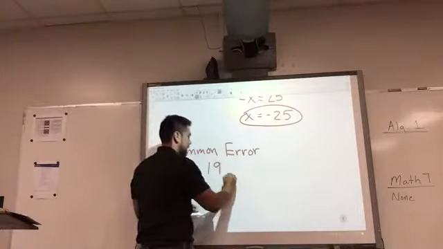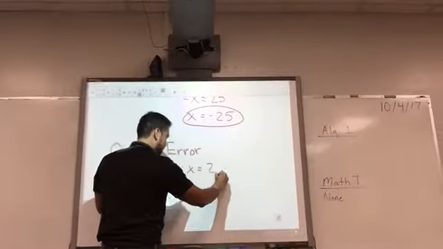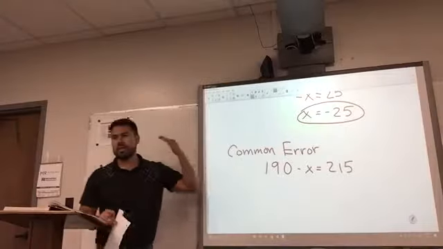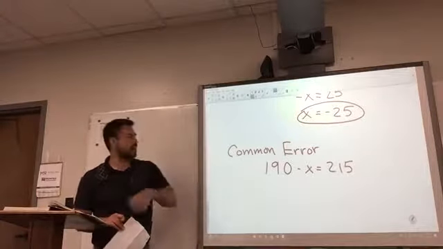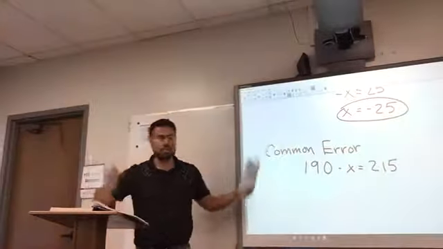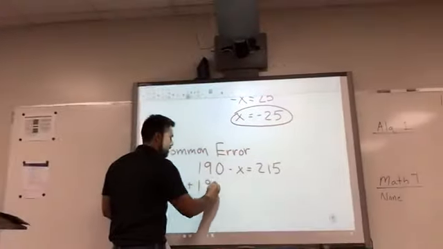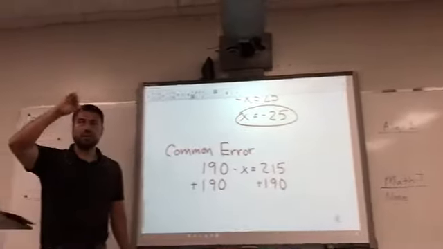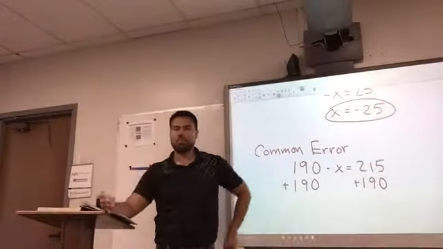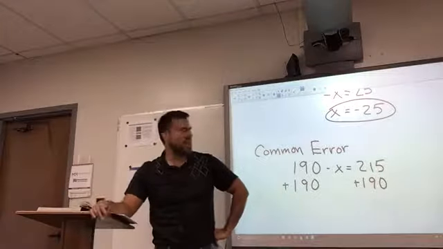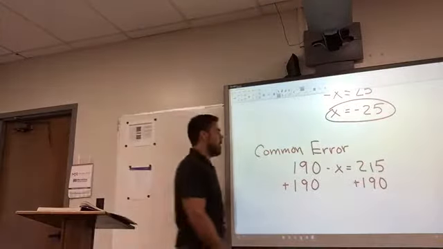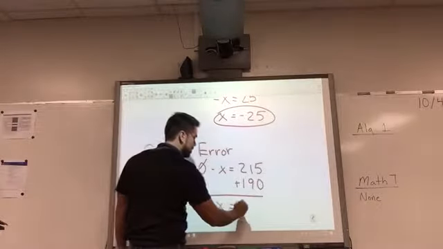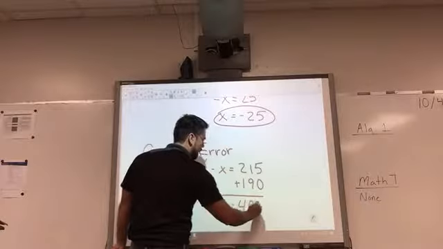All right. 190 minus x equals 215. Here's a common error. What's going on with x? It's being subtracted from 190. Great, you got it. So I'm going to add 190. Are you allowed, according to the properties, to add 190 to both sides? Yes, you're allowed to add anything to both sides. All right, good, because I want to do that. All right, cancel. Negative x equals, and that's going to be 405. Nice.